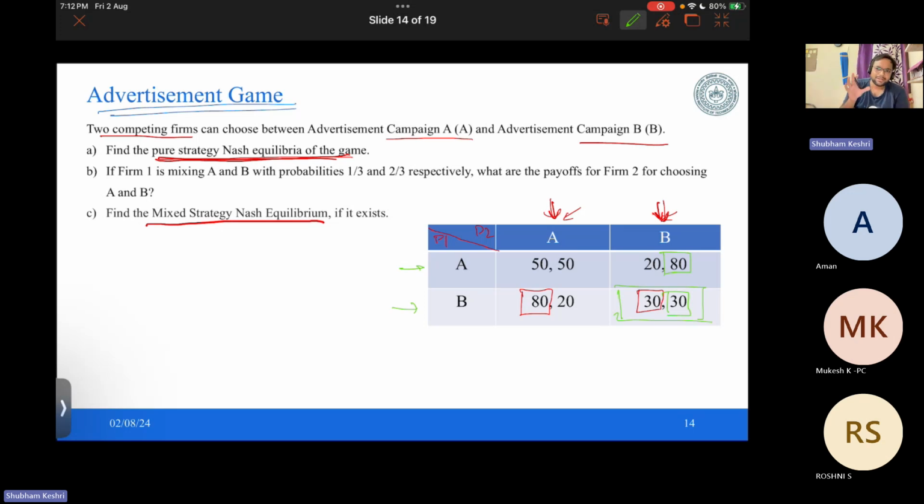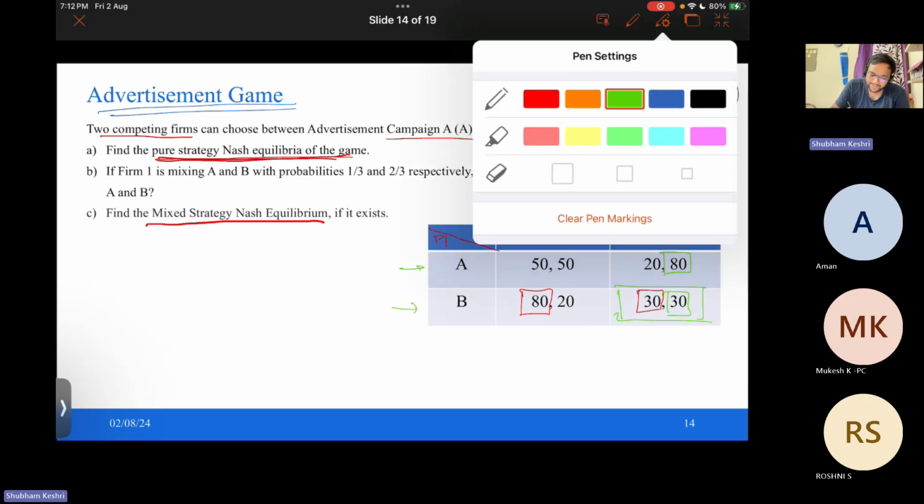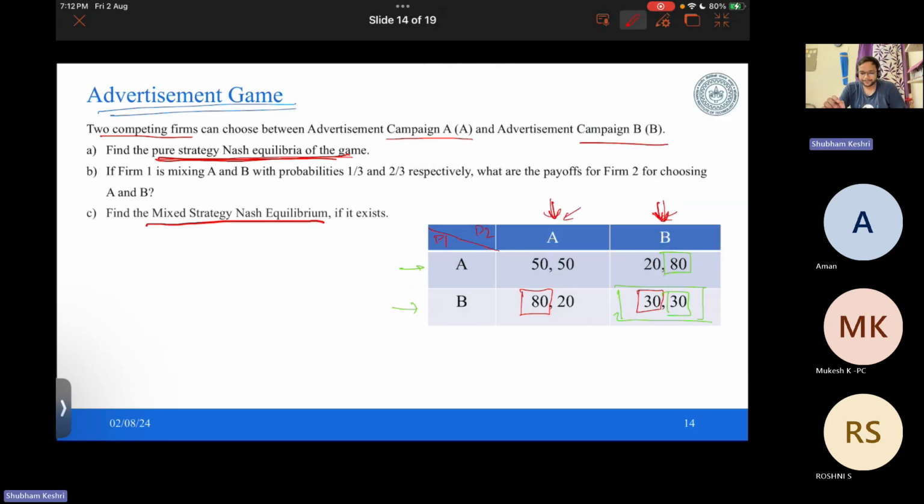If you look very closely, this is the same problem as prisoner's dilemma. Any doubt in that? You see, this combination of strategy is better for both the players, just like confess, confess. But the Nash equilibrium says that this is the Nash equilibrium. So we have found out the pure strategy Nash equilibrium.